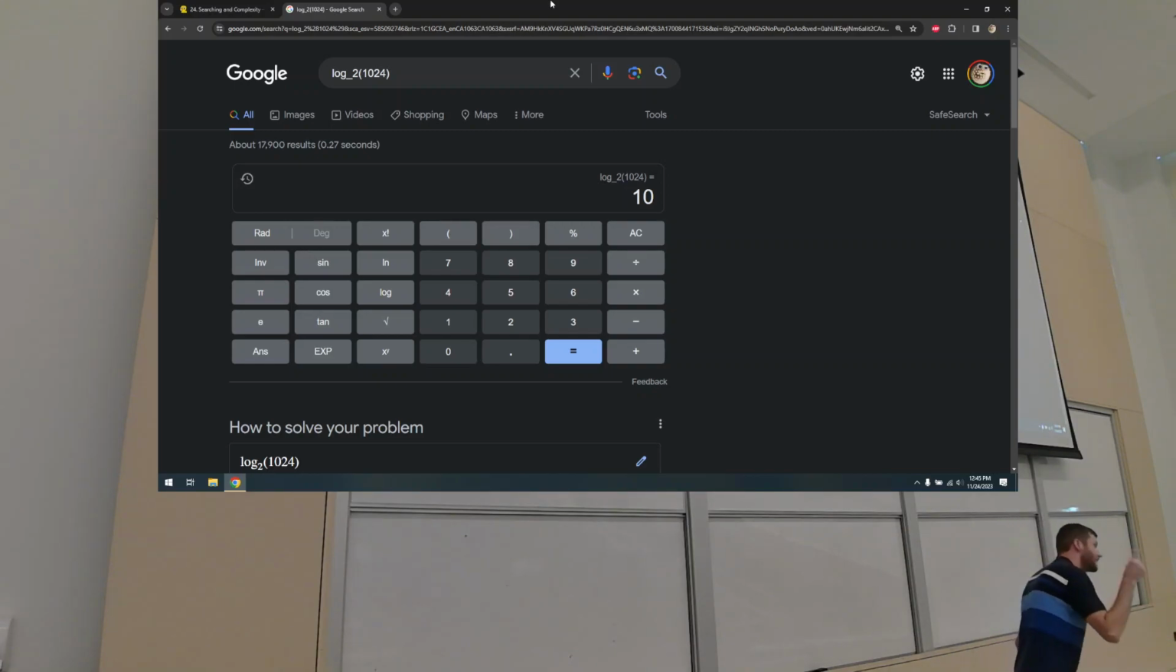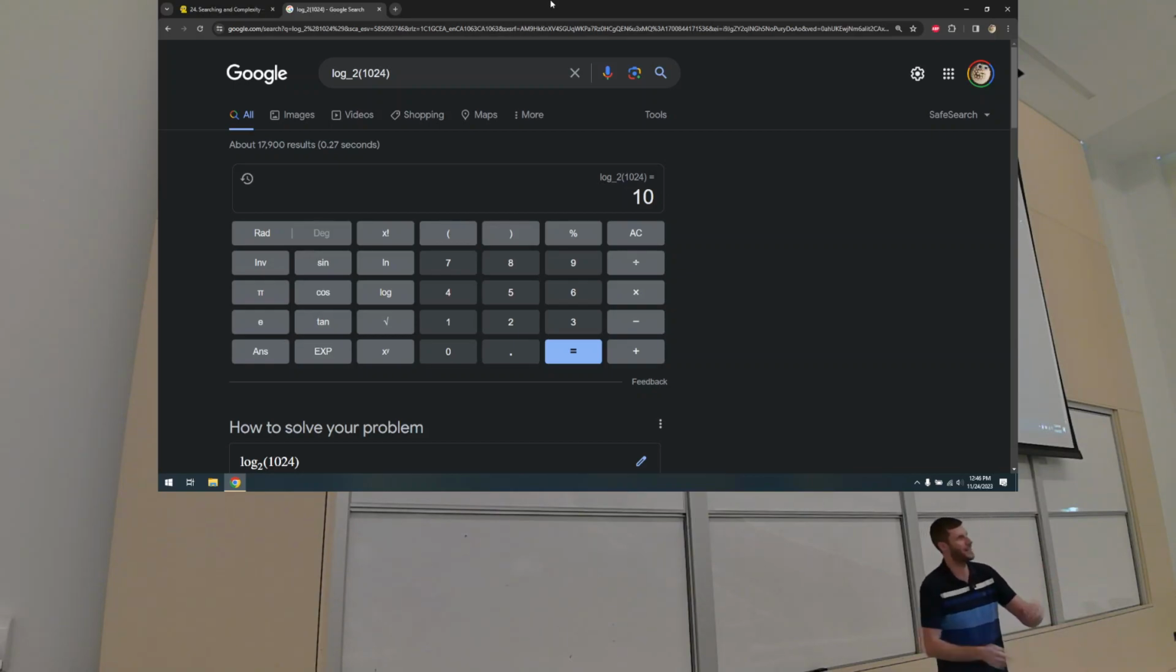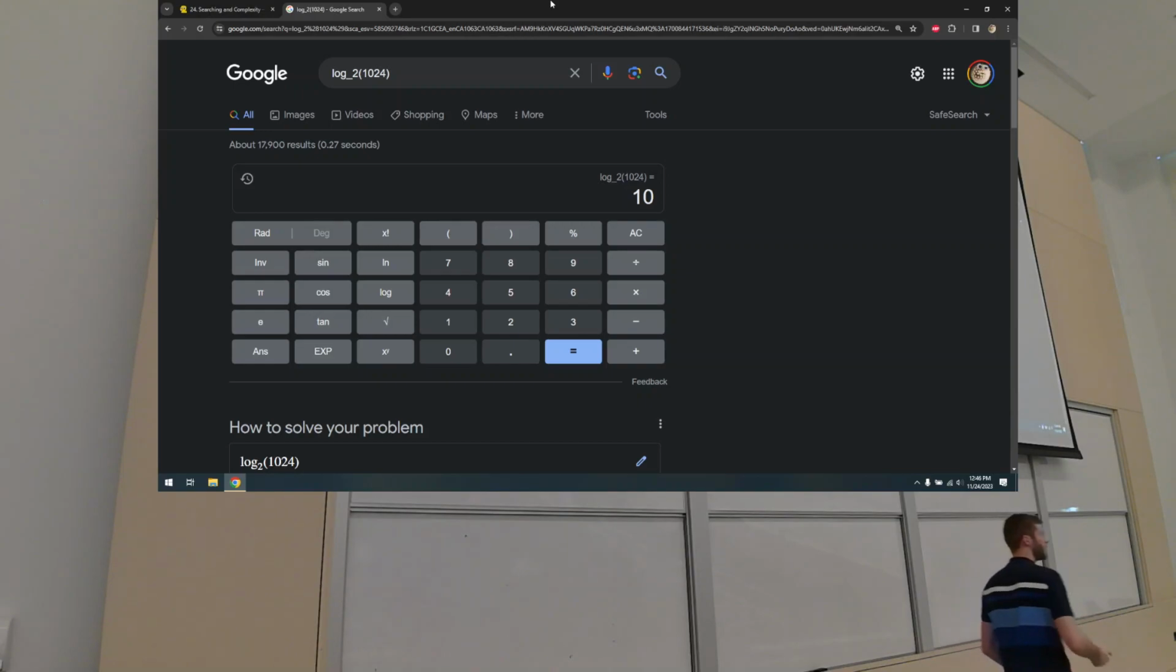But there is the catch. The data has to be sorted. I have to be able to say, well, which side of my collection should I continue looking through? If it's not sorted, I can't do a binary search. If it is sorted, I can do a binary search. So if our data is sorted, we can search through it way faster than we could if it wasn't sorted.